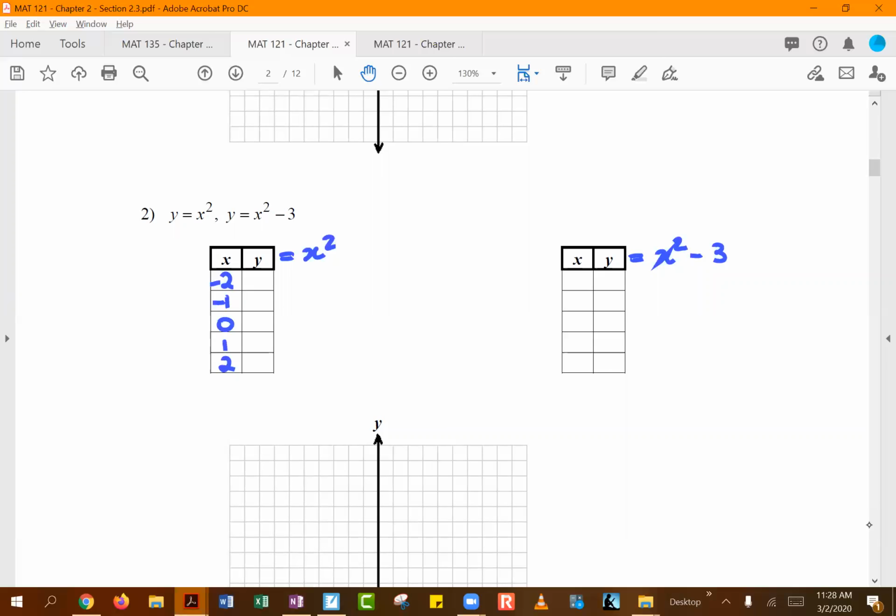So you should not have any negative signs left because when you're doing -2 squared, that means you're doing -2 times -2. So the two negatives will become positive. So all answers will be positive. So 4, 1, 0, 1, and 4, right? So all of those values.